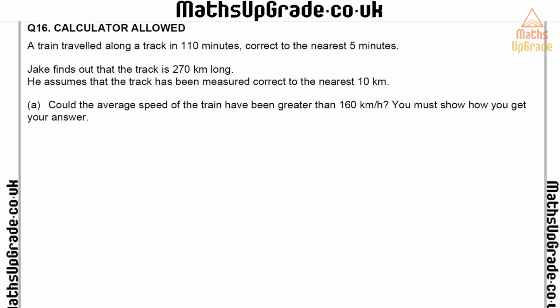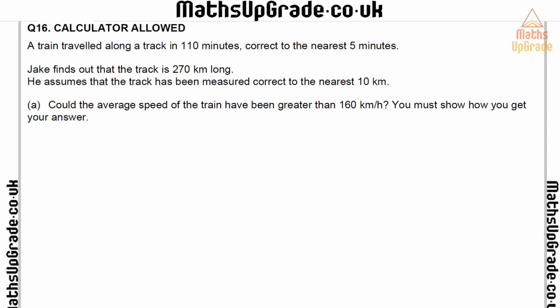So question 16 states that a train travelled along a track in 110 minutes. Correct to the nearest 5 minutes. Jake finds out that the track is 270 kilometers long, and he assumes it's been measured correct to the nearest 10 kilometers. Could the average speed of the train have been greater than 160 kilometers per hour? You must show how you get your answer.